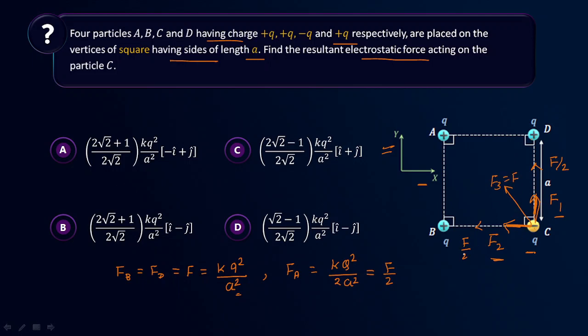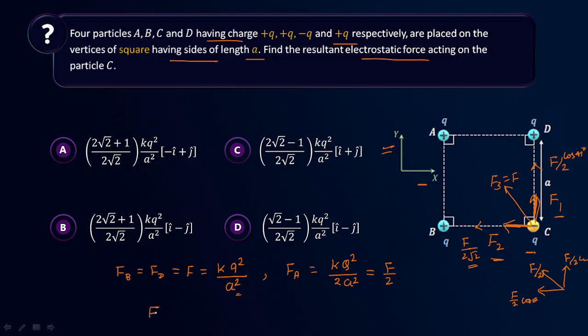Sorry, F by 2 cos theta, no? Cos 45 degree. And here also F by 2 cos 45 degree. So F by 2 root 2. Is it clear, everyone? This is F. So in this direction this was F by 2, so in this direction it will be how much? F by 2 cos theta. In this direction also it will be how much? F by 2 cos theta. So we can put the values, right?